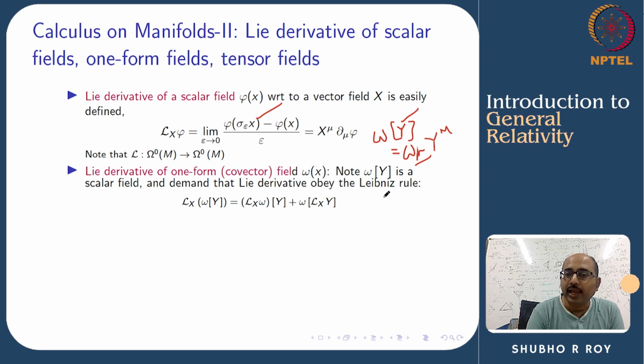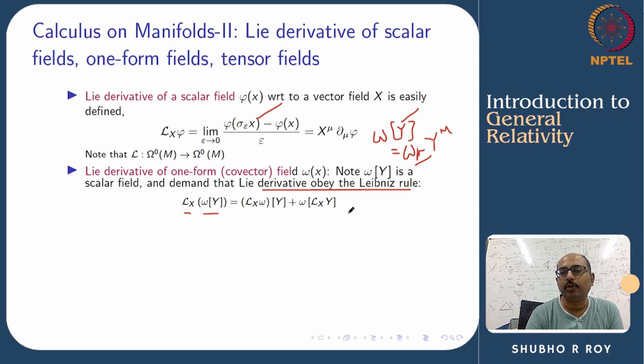Then, if I demand that the Lie derivative obeys the Leibniz rule, then I can easily deduce it. In fact, it's derived directly in a different way, using the pullback map, but I can deduce indirectly what the Lie derivative of the one form field is, if I assume that the Lie derivative, just like the regular derivative, obeys the Leibniz rule for differentiating products. That is, L_X of omega of Y is first L_X acting on omega acting on Y, plus omega acting on L_X of Y.